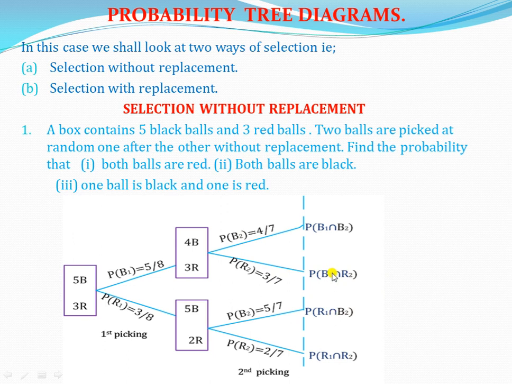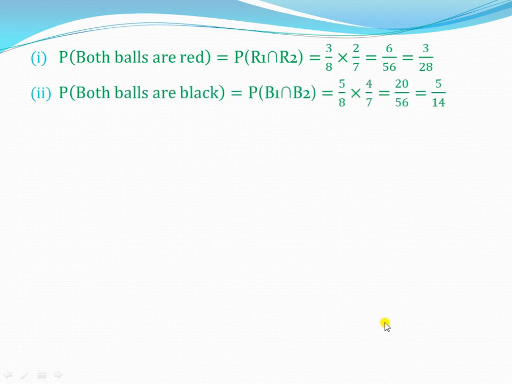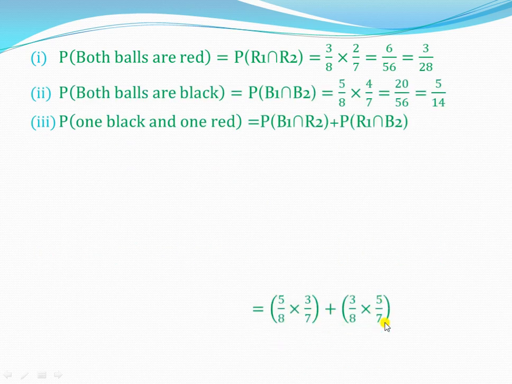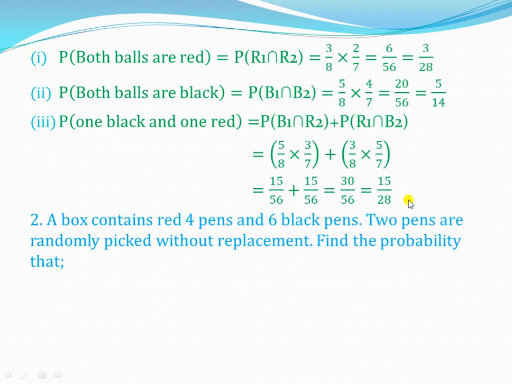So it means to get this, we shall get 5 out of 8 multiplied by 3 out of 7. To get this one here, we shall get 3 out of 8 multiplied by 5 out of 7. That is basically what we shall do in Roman 3. So we have clearly stated that. Then after, you simply multiply them, add them correctly, and when you do everything rightly with a calculator, you will come up with 15 out of 28. That will be our number 1.